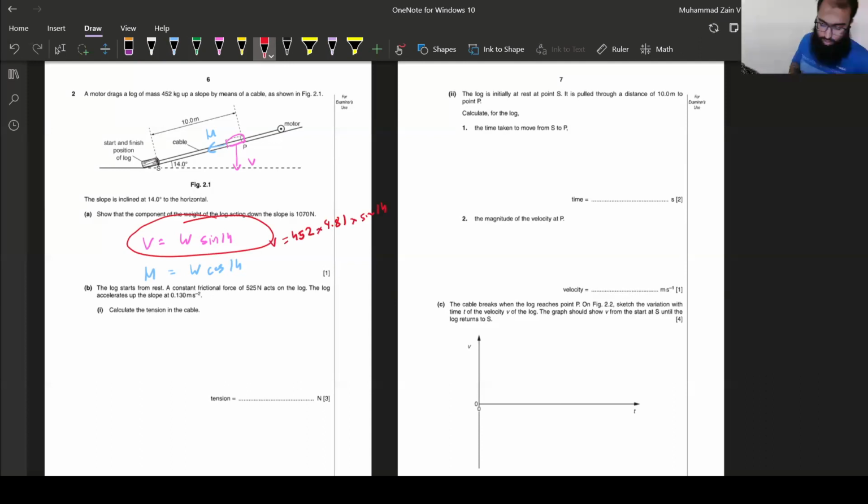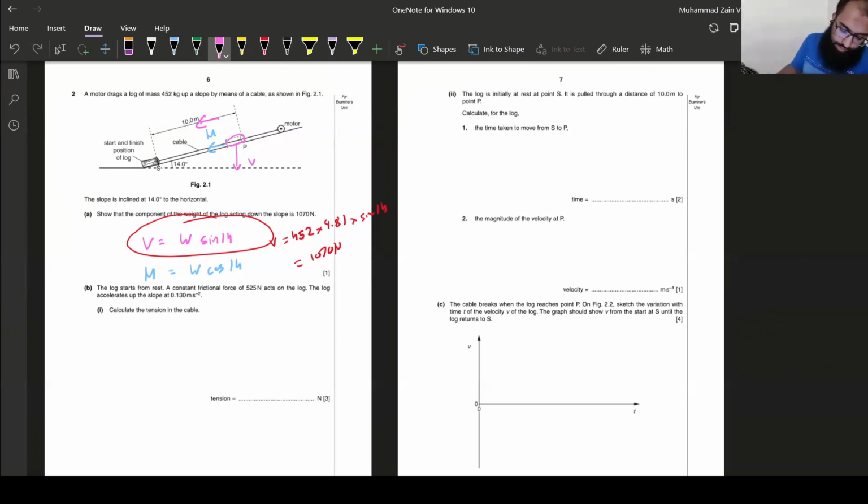And the next part is the log starts from rest. A constant frictional force of 525 Newton acts on the log. The log was supposed to move upwards. And since it was supposed to move upwards, the resistive force is always opposing motion. The resistive force is downwards in the direction of H. The log accelerates up the slope at 0.130 meter per second squared. Calculate the tension in the cable.